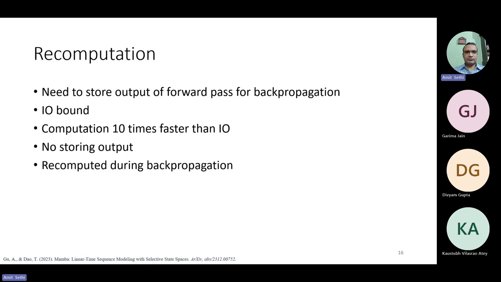This recompute happens with the help of the parse value also. You just need the output value of this node. Whether you store it and retrieve it or you recompute it, it is up to you, and they are saying recomputing is faster. These are the same people who wrote the paper on flash attention, where they do the same thing. They made attention faster.